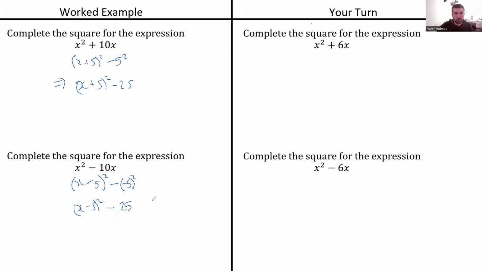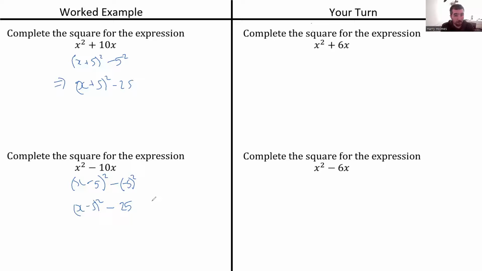Hit pause on the video and see if you can do the ones on the right. The idea is to use the things I've written on the left to help you with the ones on the right. Have a go. Come on, you can do it. See what I've done and try to do the same thing. In the bits where you've gone wrong, you'll be able to see which bits specifically you got wrong, and that'll help you work out what you need to do to get it right. So hit pause now, and unpause it when you're ready to see the answers.